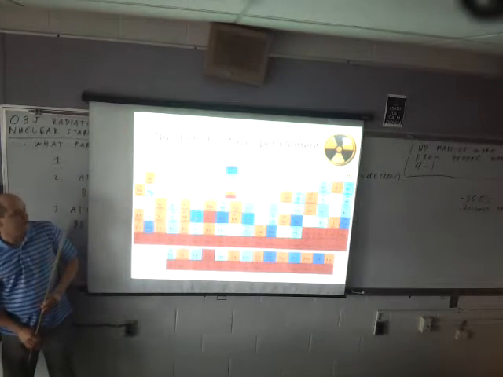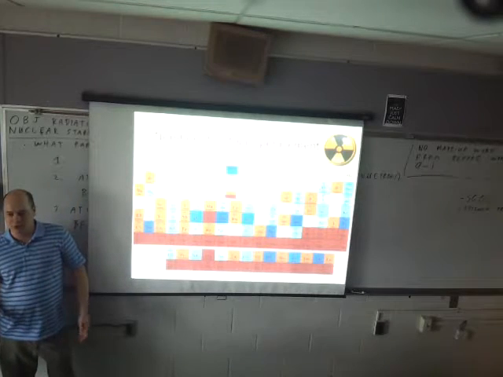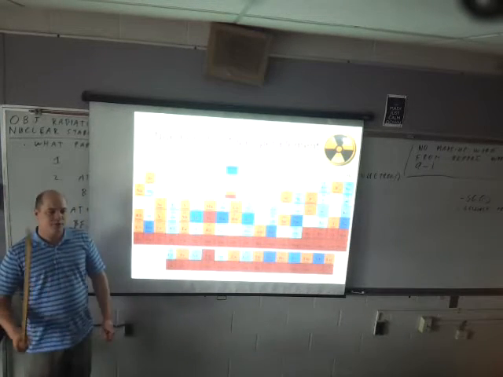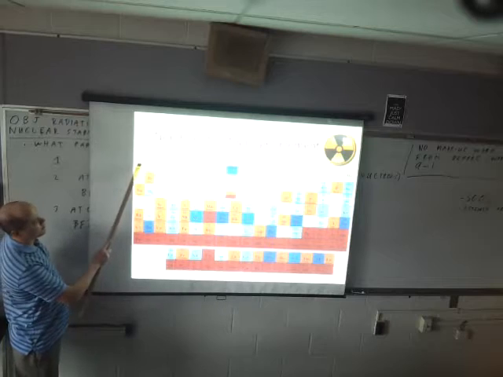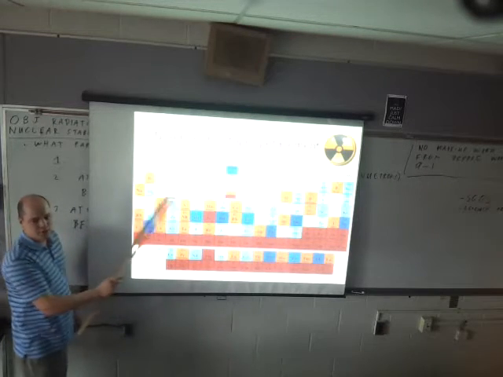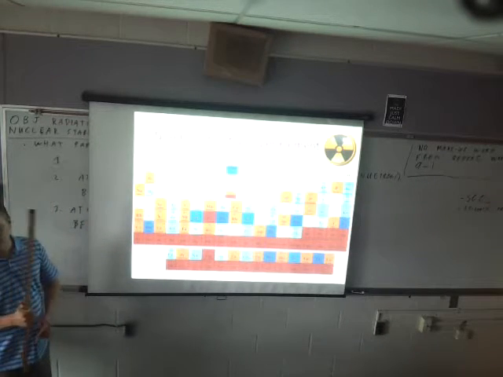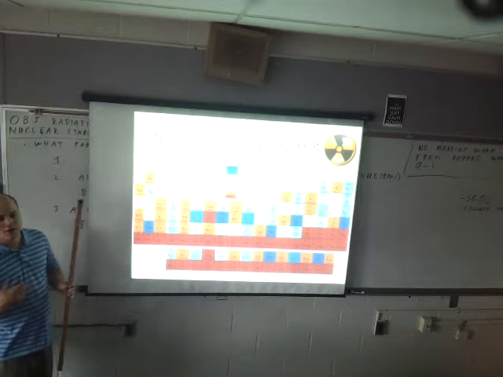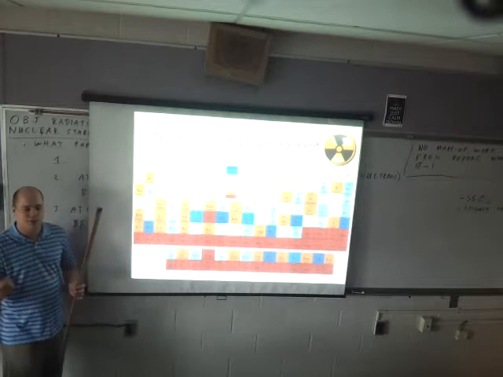Alright, this is a periodic table. This shows you for each individual element how many known isotopes there are that are stable. So for hydrogen, it's yellow, there's 2 stable isotopes. That's hydrogen 1, which is 1 proton, no neutrons, and hydrogen 2, which is 1 proton and 1 neutron.